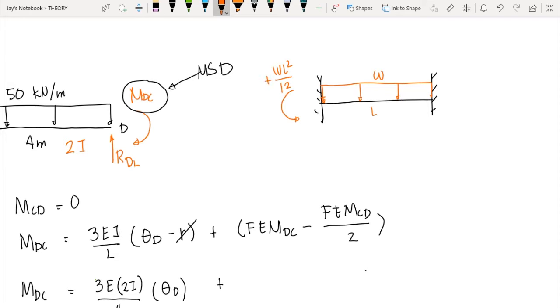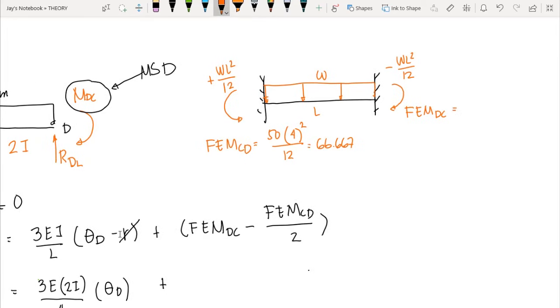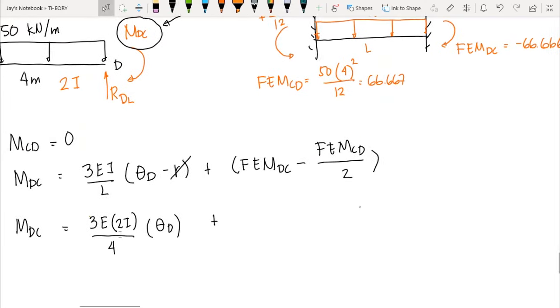This is positive because we assume counterclockwise, and on the right support is negative WL squared over 12. Therefore, for the fixed end moment of CD, we have w, 50 times 4 squared, that's L, over 12, and this equals 66.667. Now for the fixed end moment of DC, this is just the negative of the value. We have negative 66.667.